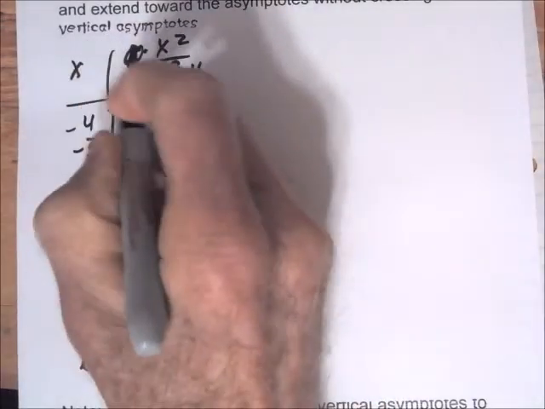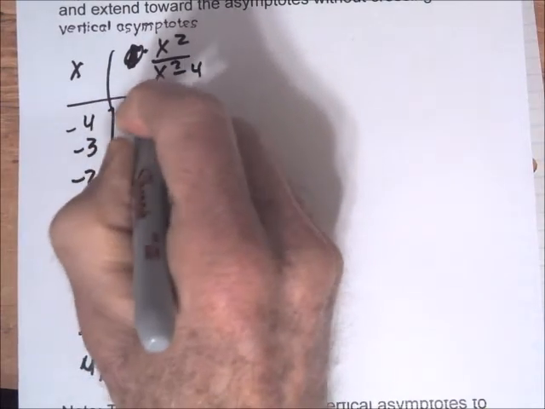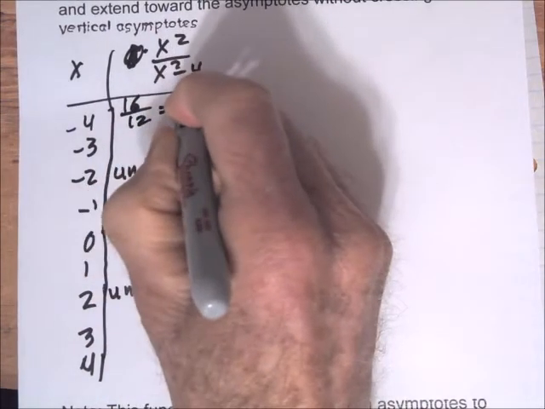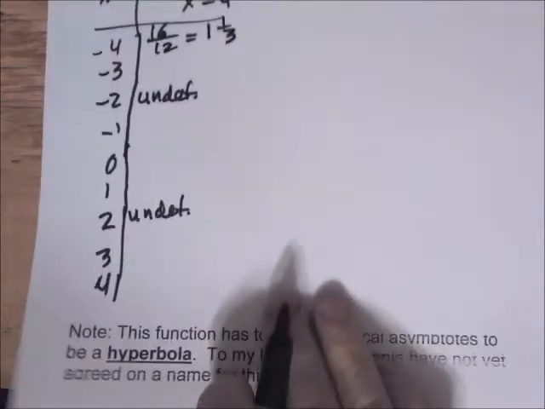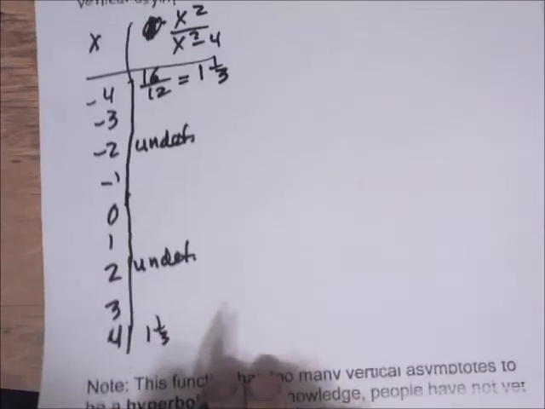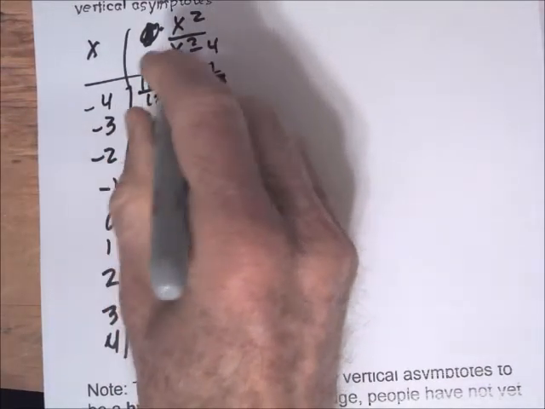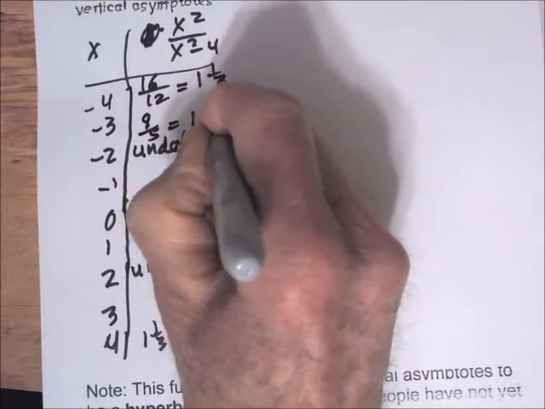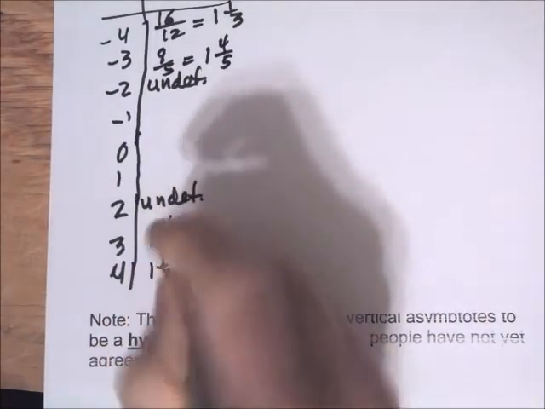So if we put in either 4 or negative 4, we're going to get 16 over 16 minus 4 is 12. So this reduces, this is 1 and 1/3. And it's going to be the same for positive 4. It's going to be 1 and 1/3. Negative 3, going to have 9. 9 minus 4 is 5. 9/5, which is 1 and 4/5. And that'll be the same with positive 3, which is 1 and 4/5.